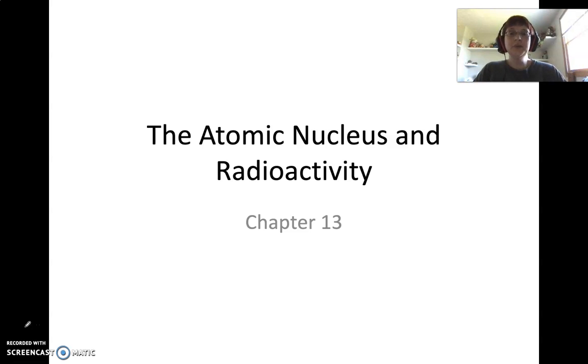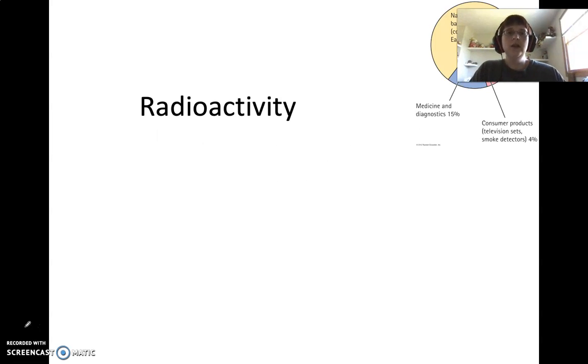This is lecture 1 from chapter 13. As you can see, it's going to be about radioactivity. So we're going to be talking about the atomic nucleus and radioactivity. So basically how we get those radioactive atoms, radioactive elements at the bottom of the periodic table, and what kinds of things we can harness them for.